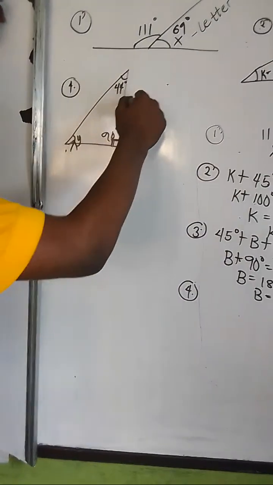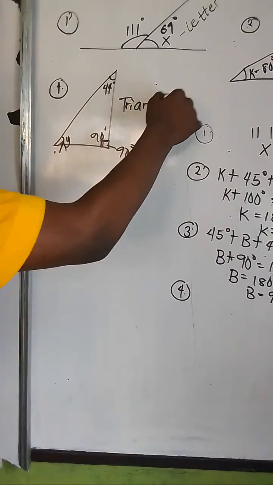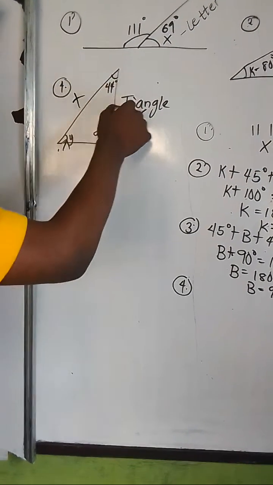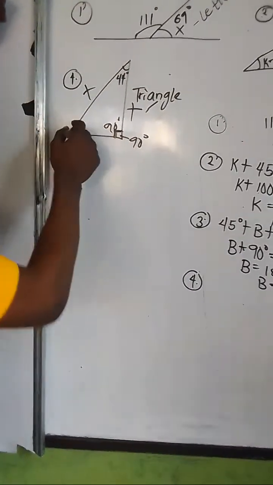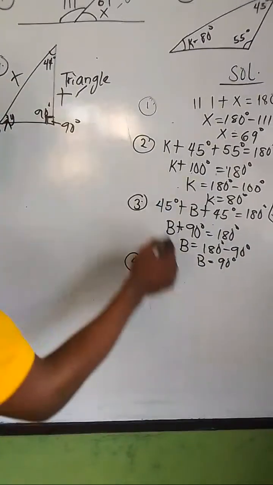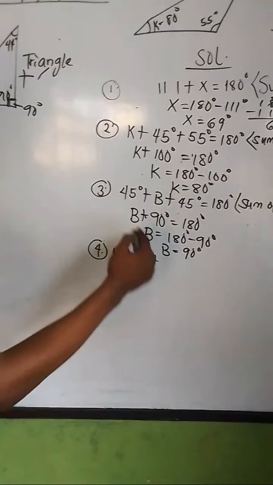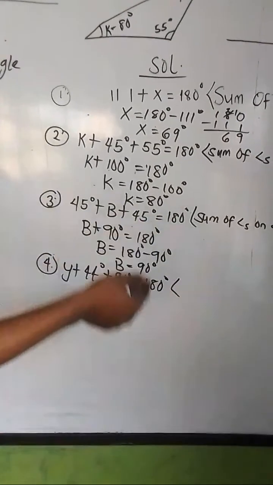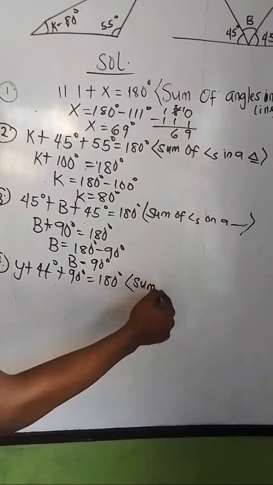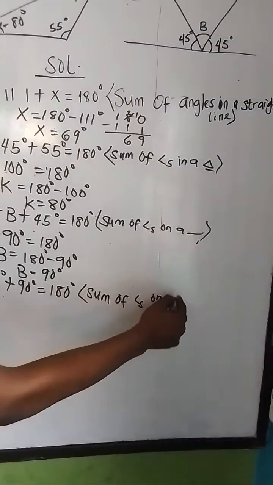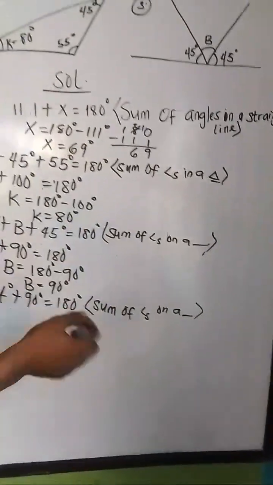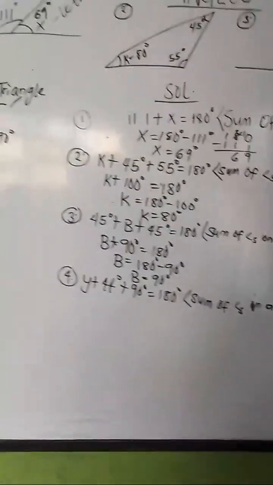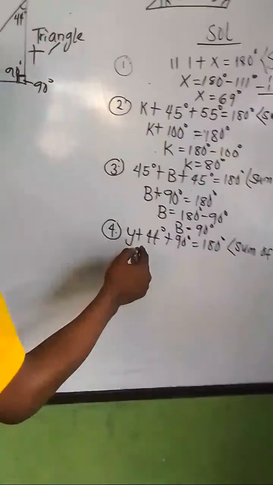This is also a triangle, and we use the triangle rule, which says the summation of all the angles will give us 180 degrees. So from here we have y plus 44 degrees plus 90 degrees equals 180 degrees. And as always, we write our reason. Sum of angles in a triangle. So this is a triangle, and we add all the angles together.